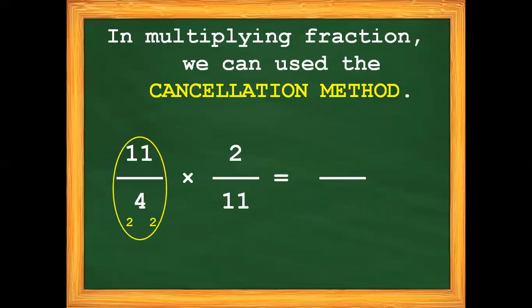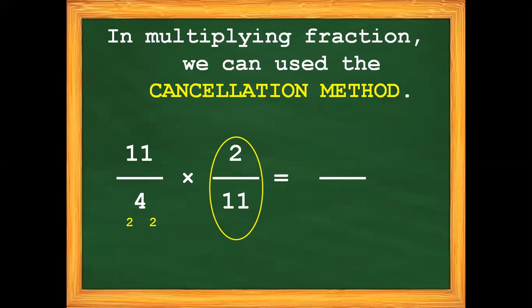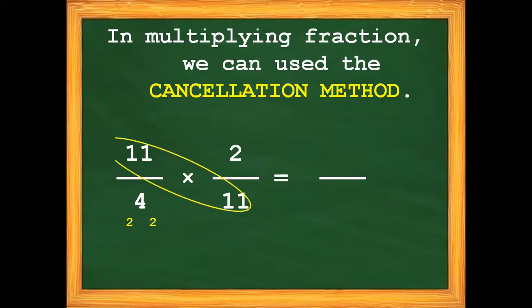11 and 4. Do they have a common factor? None. How about 2 and 11? Do they have a common factor? None. How about 11 and 11? Do they have a common factor? Yes, and that is 11. So we can cancel 11. And it will be replaced by 1.